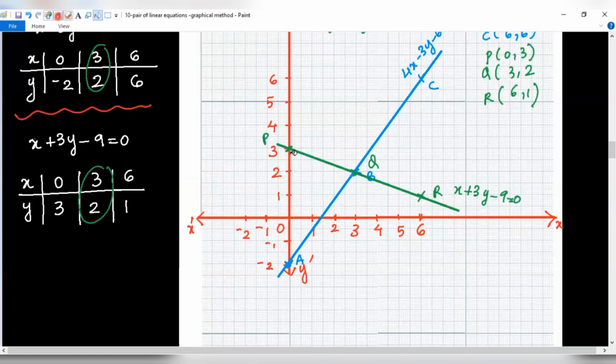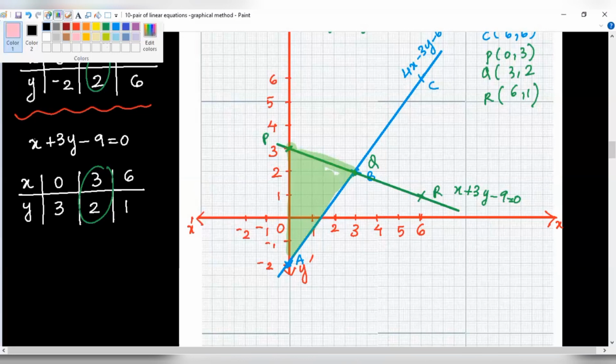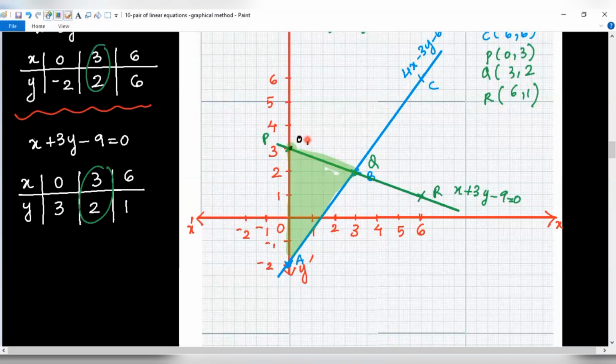This is the y-axis. So we need this part. Okay, I'll show you. See, this is the required triangle. So we need the vertices of this triangle. Okay. So the vertices are: this is (0, 3), this point is (3, 2), and this point is (0, -2). So these are the vertices of that triangle.